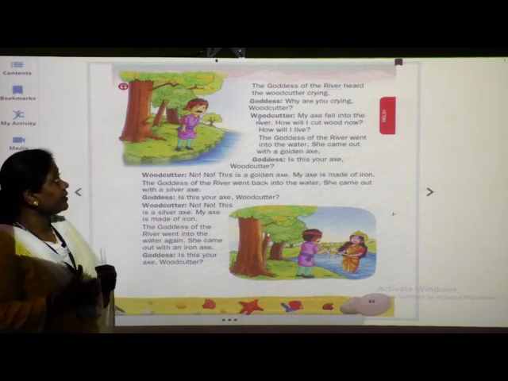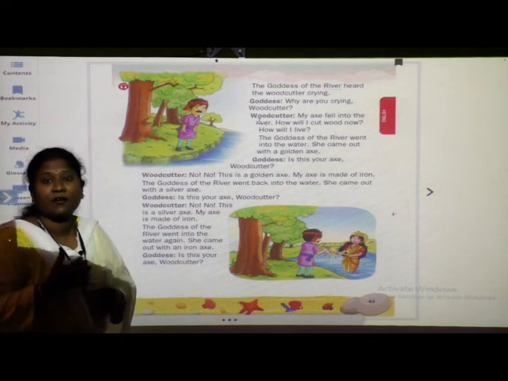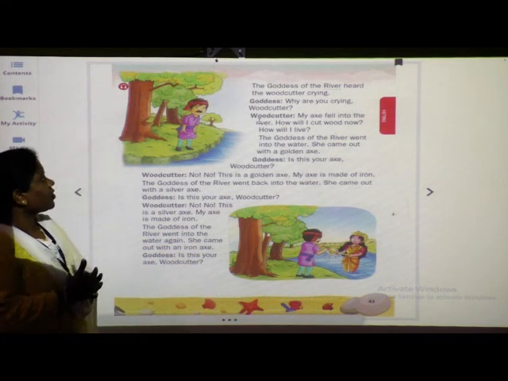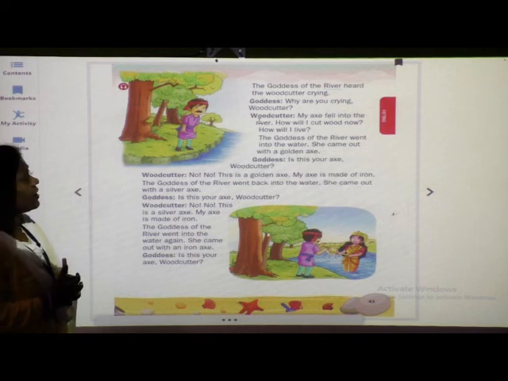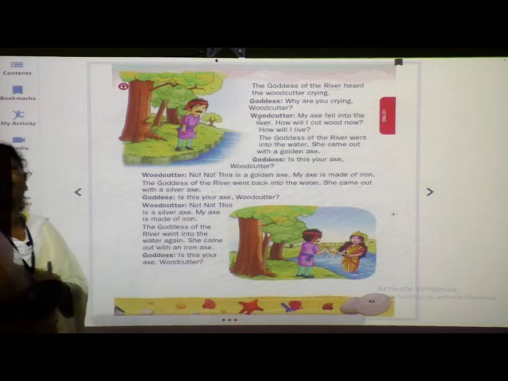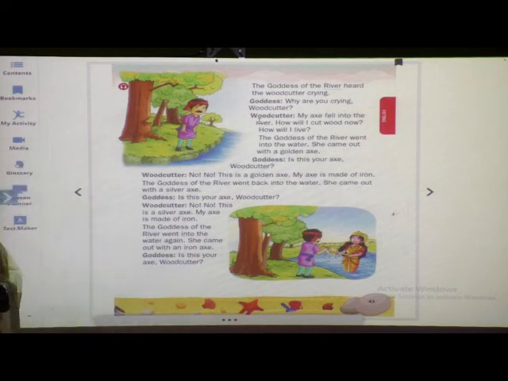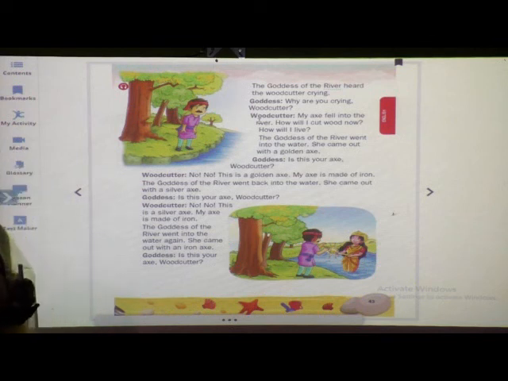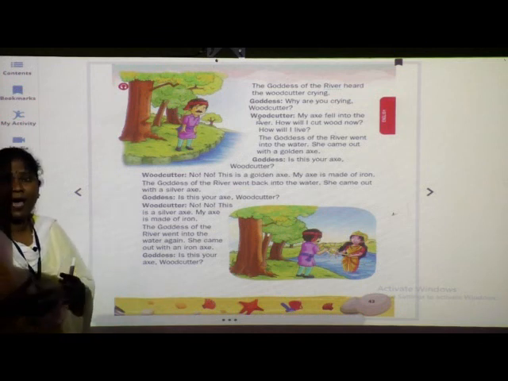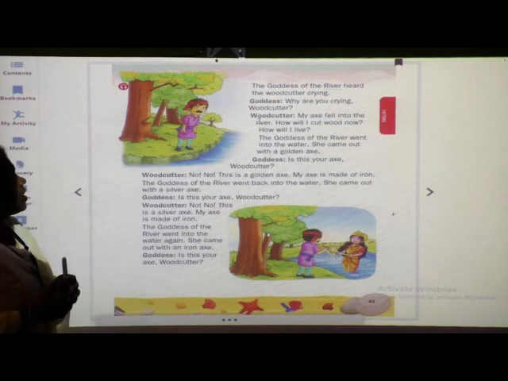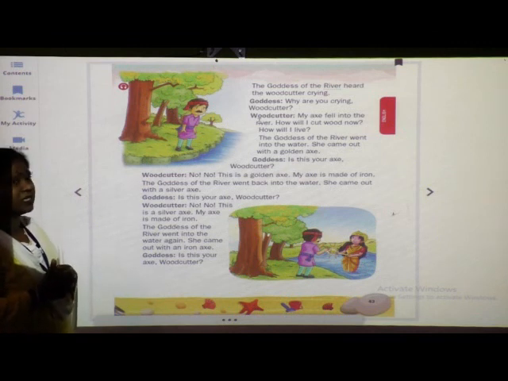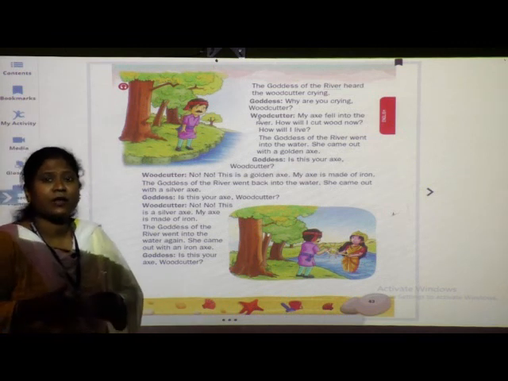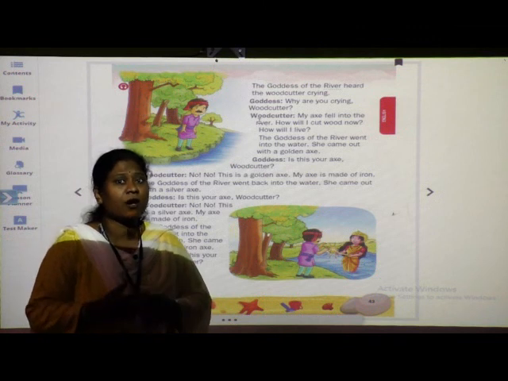The goddess heard the woodcutter's crying. "Why are you crying, woodcutter?" The goddess is asking, why are you crying? The woodcutter replied, "My axe fell into the river. How will I cut wood now?" He was thinking, now how will I cut the wood?